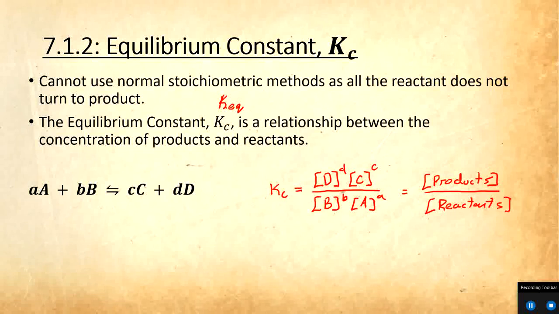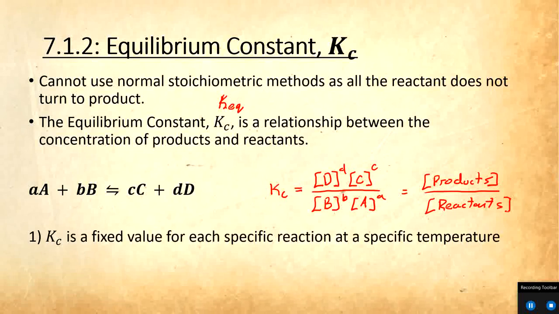So Kc is giving us a ratio, this equilibrium constant. It's telling us, when we're at equilibrium, the amount of products we have compared to the amount of reactants. We'll study the value of it in a little bit, but there are a few conditions to know about Kc. One is that Kc is a fixed value at a specific temperature. Every equilibrium reaction that exists has a specific value of Kc at a given temperature. If you increase or decrease the temperature, that changes the value of Kc for that reaction.